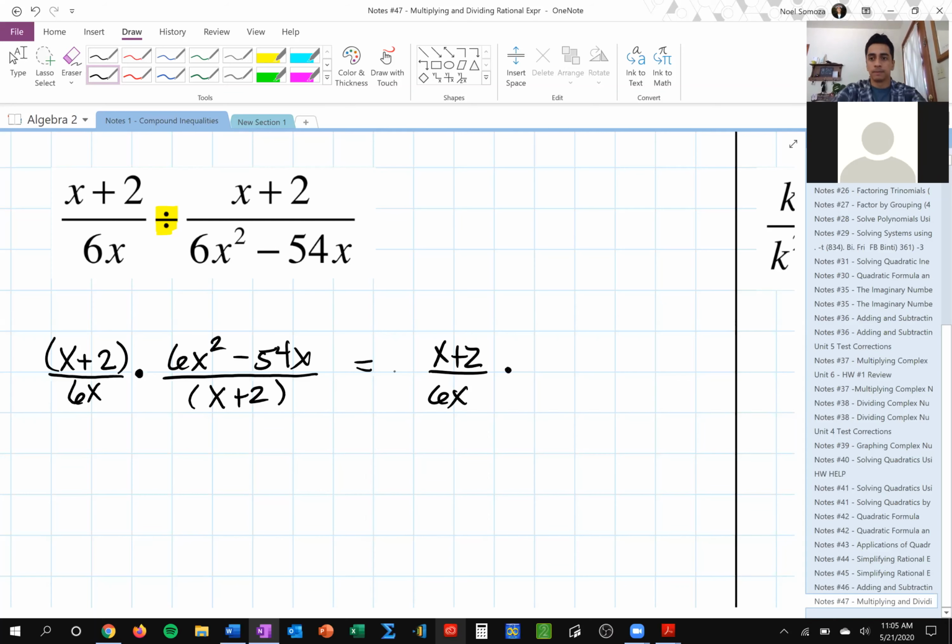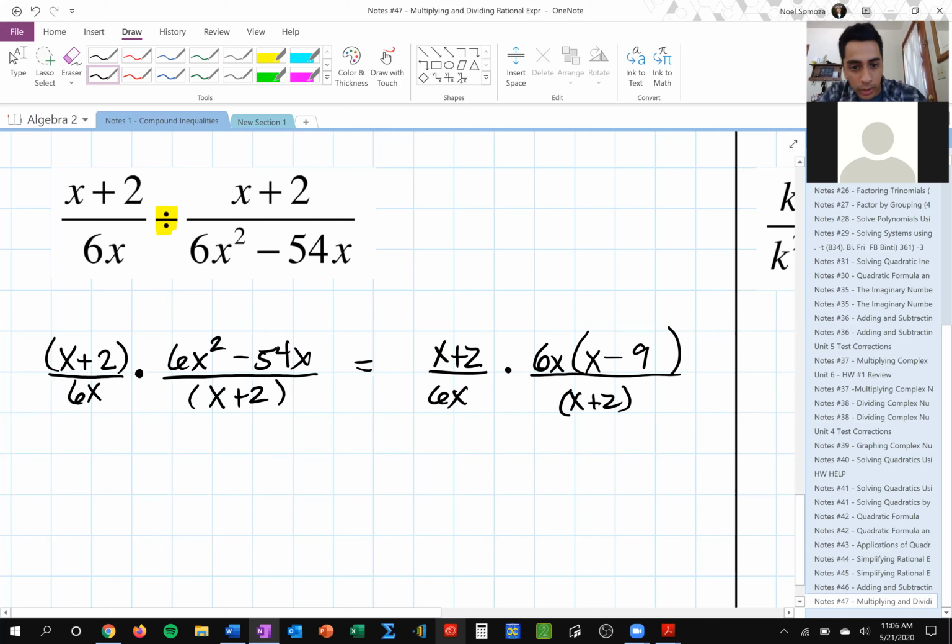What do you guys think? Yeah, we can definitely factor out a 6. What else do they have in common that can be factored out of that numerator? Yeah, the x, right? So we have 6x that can be factored. So if we factor out 6x, that leaves x minus 9, right? All over x plus 2.